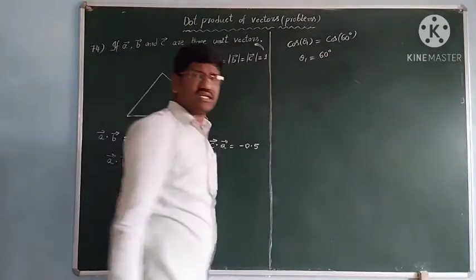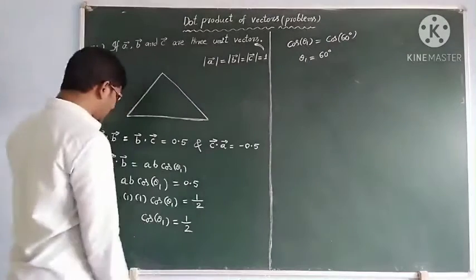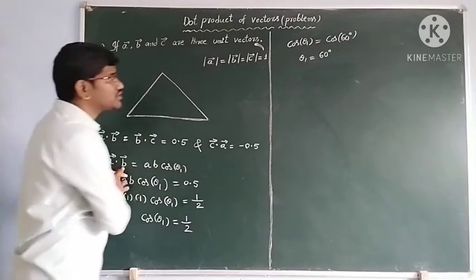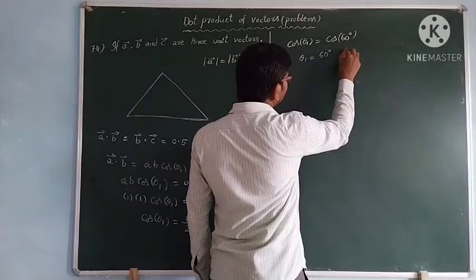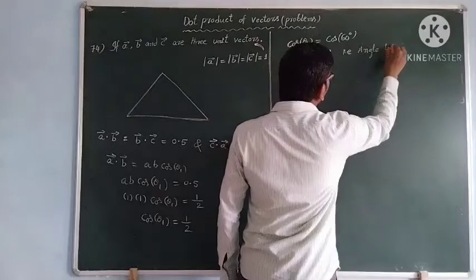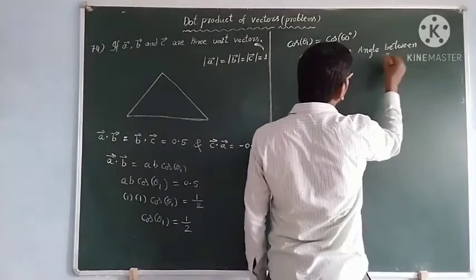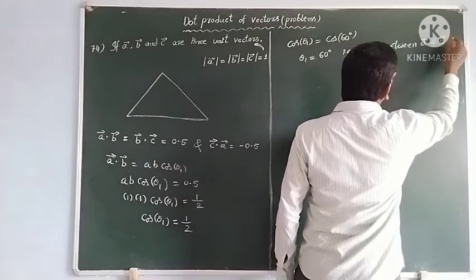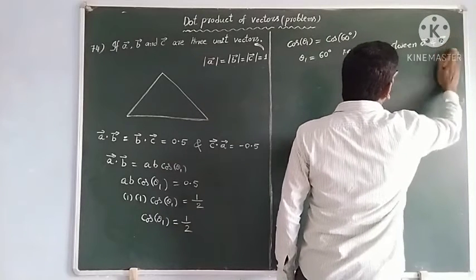So theta 1 is 60 degrees, and it is the angle between a bar and b bar. In the dot product, theta is the angle between the two vectors. So theta 1 is 60 degrees, that implies the angle between a bar and b bar is 60 degrees.